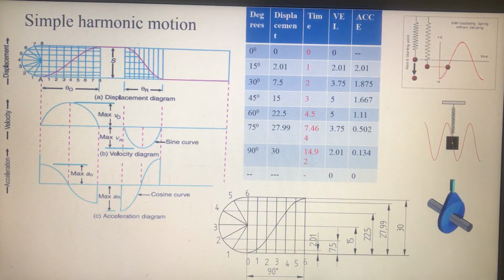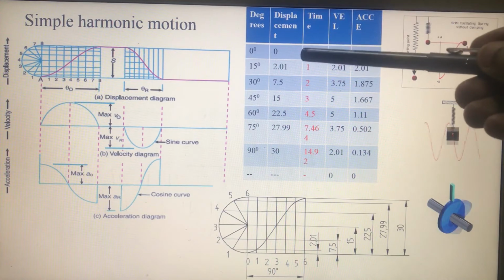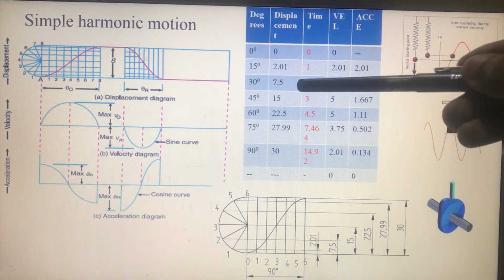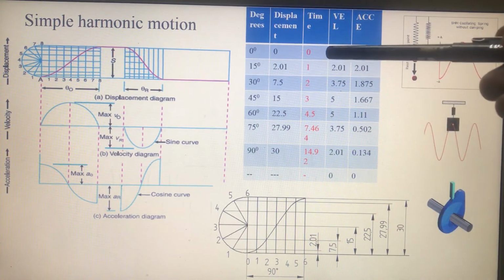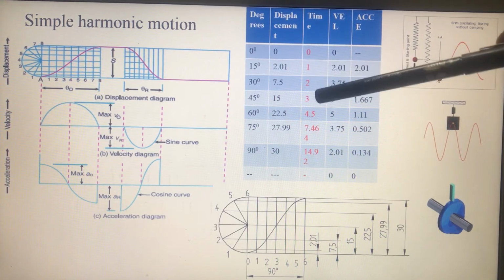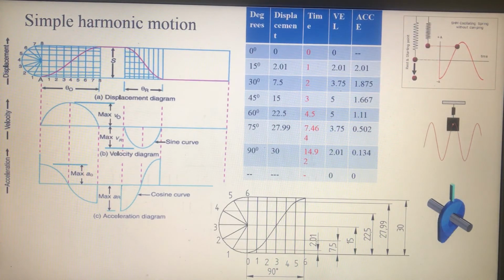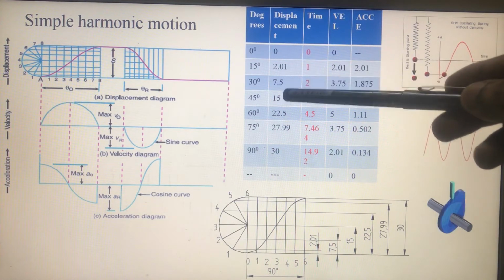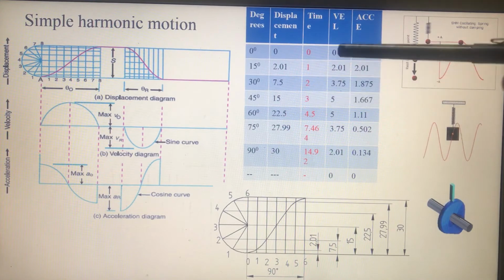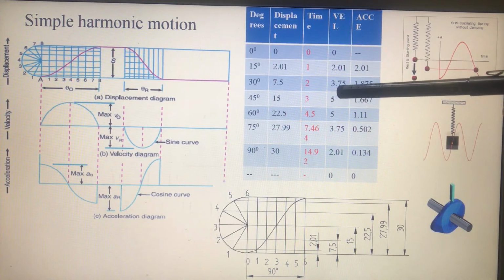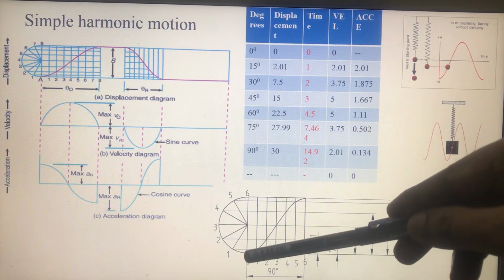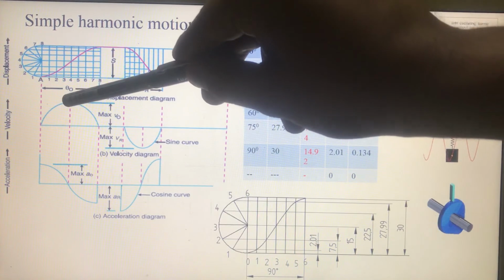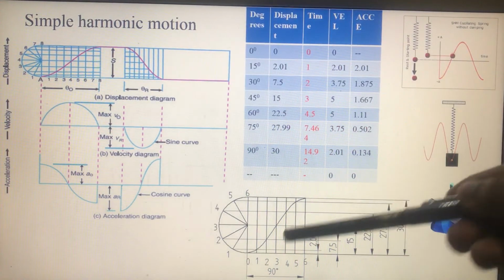For each interval, the displacement is increasing, right? Here it is 2.01, here 5.49, here 7.5. But the interval of time is 1 second only, so you will get increasing velocity, because the numerator is increasing and the denominator is constant. So velocity is going to increase for the first half of the cycle from 0 to the maximum value of the velocity. We'll go to the next half of the cycle.